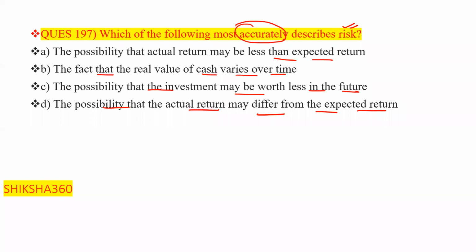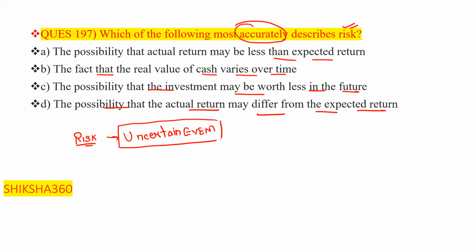When we discussed the concept of risk, we said risk is an uncertain event. Uncertain event means that what we expect, we will not get that thing. So option number D is the correct answer: the possibility that the actual return may differ from the expected value.